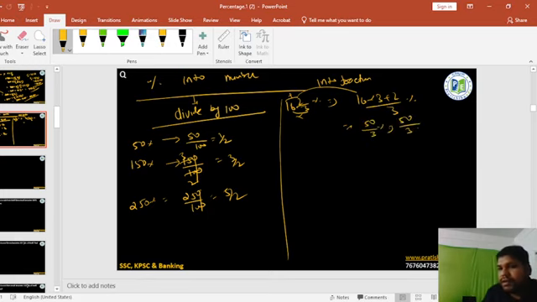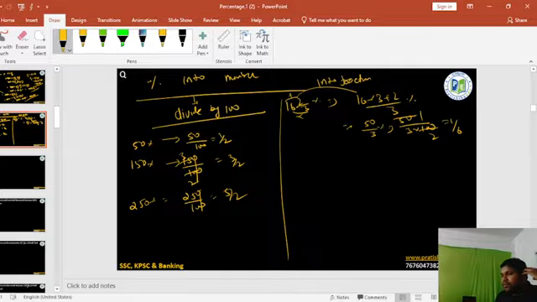And still it is in percentage, so divide by 100. 50 by 300, so you are getting 1 by 6. It's correct, because 1 by 6 is 16 2 by 3%. Then 16 2 by 3% is how much? 1 by 6. No need to calculate it this way, because 1 by 6, 1 by 7, 1 by 8, all these things you have to remember. Then you can write down directly.